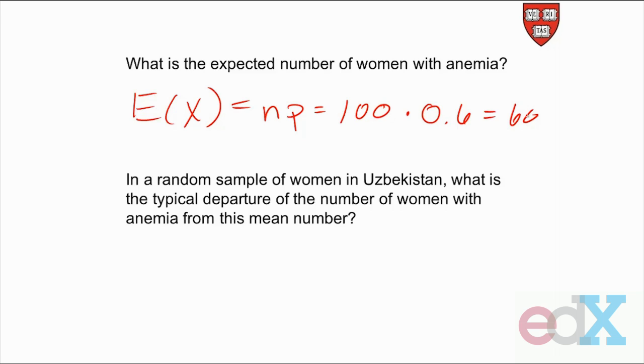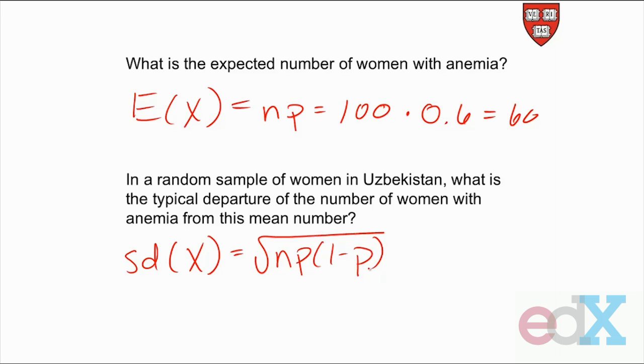Next, we want to know, in a random sample of women in Uzbekistan, what is the typical departure of the number of women with anemia from this mean number? So what this is asking for is the standard deviation of x. For the binomial distribution, this is equal to the square root of n times p times 1 minus p, or the square root of the variance. Plugging in our numbers, we have the square root of 100 times 0.6 times 0.4. Plugging that into a calculator, we find that the standard deviation of x is approximately equal to 4.9.